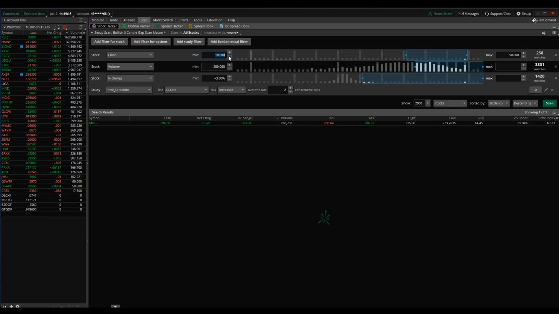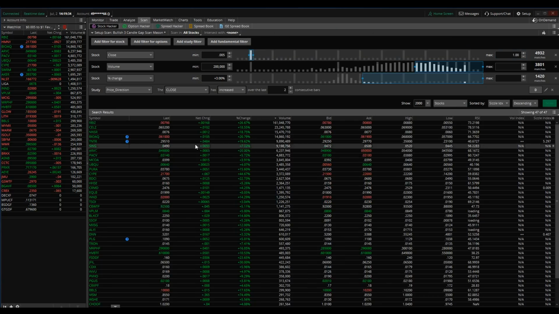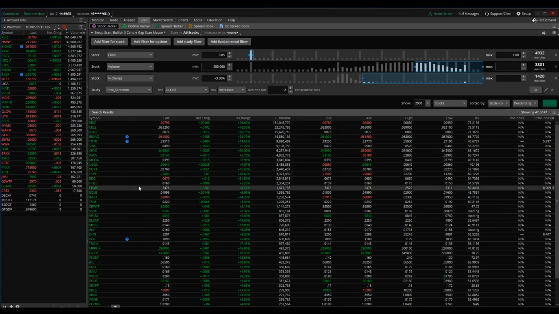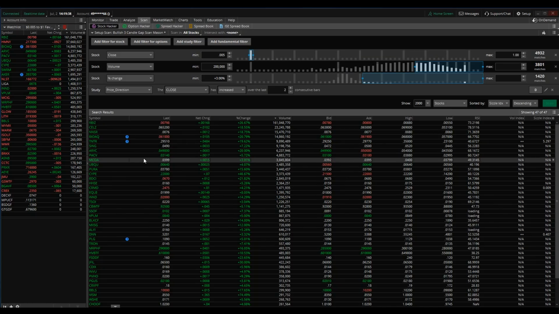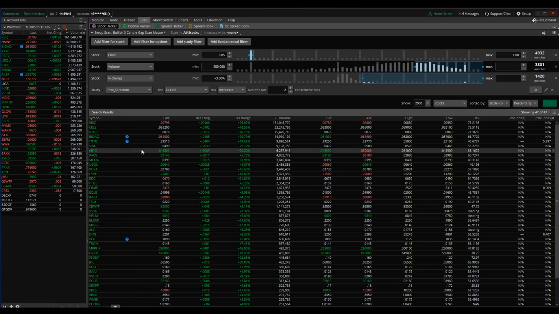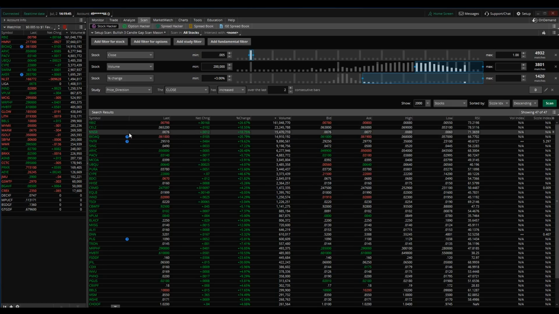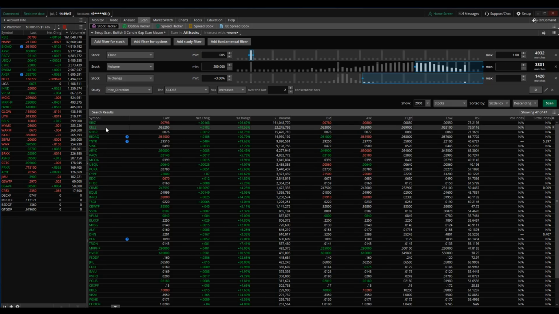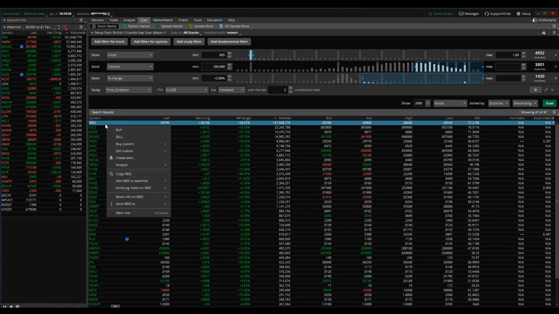I'll change this to, let's see, 0.005 to $1. Alright, so this is what it generates for my chart for the daily time frames. Now this would work for a swing trade. So let's look.